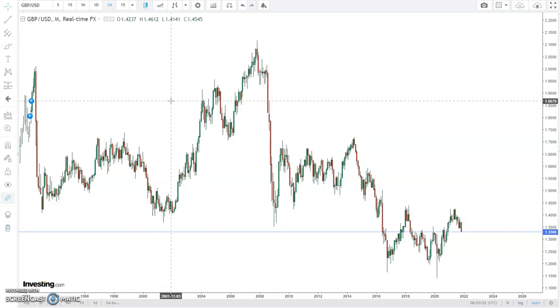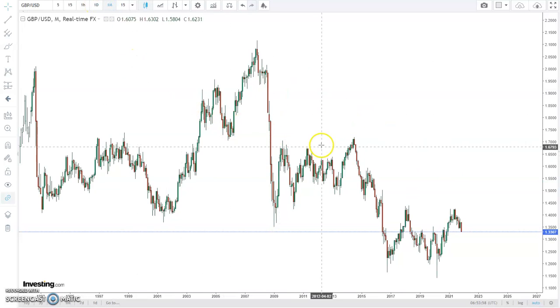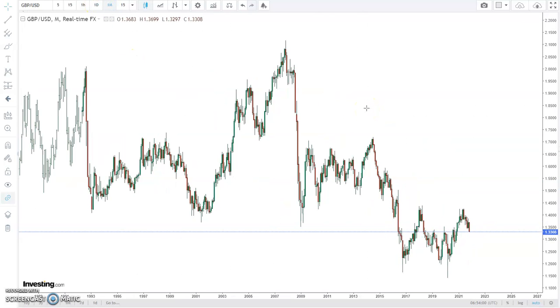So in front of me, I've got a chart, GBP USD. I've opened up the monthly chart because that's where I start. I start on the monthly, and I have a look at basically where is price, what has price done, where is the resistance, where is support. So resistance is on the top, support is on the bottom.